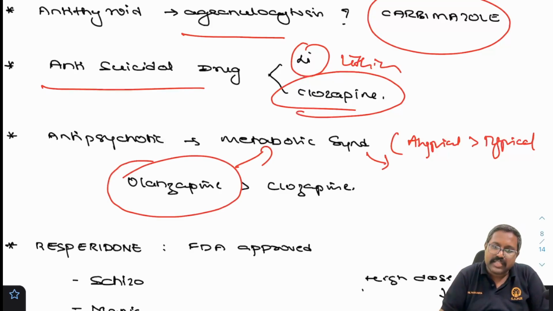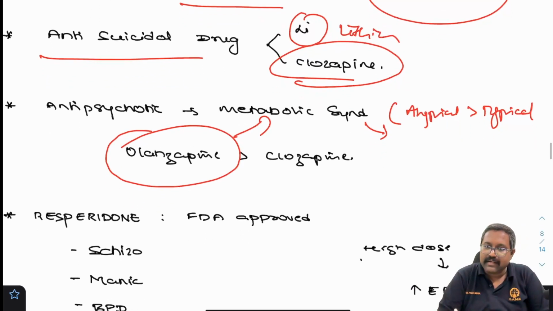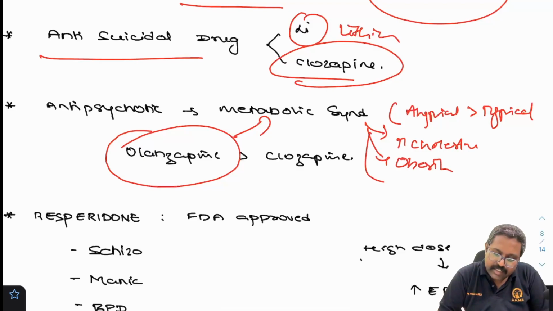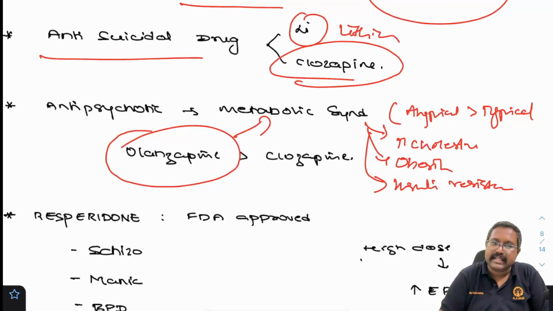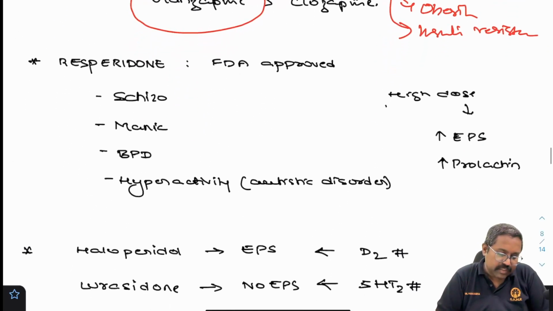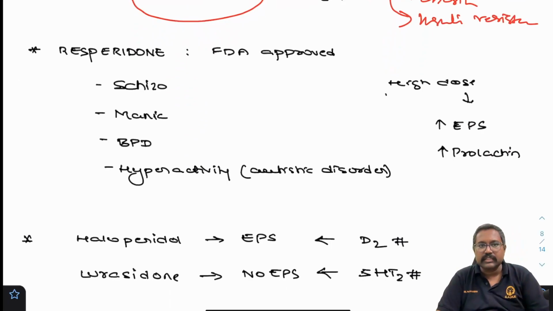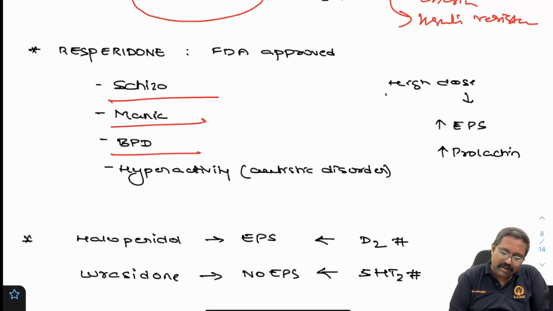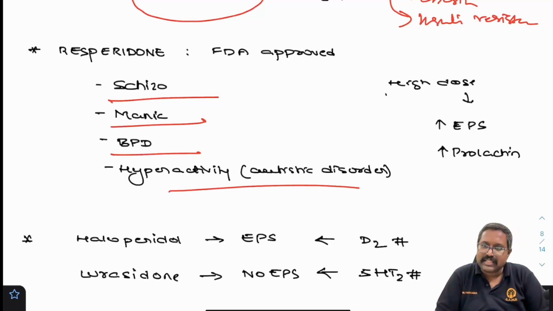So what does metabolic syndrome mean? Metabolic syndrome is characterized by hypercholesterolemia, obesity, and insulin resistance. So next, coming to risperidone. Risperidone is also an antipsychotic. It is approved for the treatment of schizophrenia. We have manic conditions, bipolar disorders, and autistic disorders, hyperactive autistic disorders.